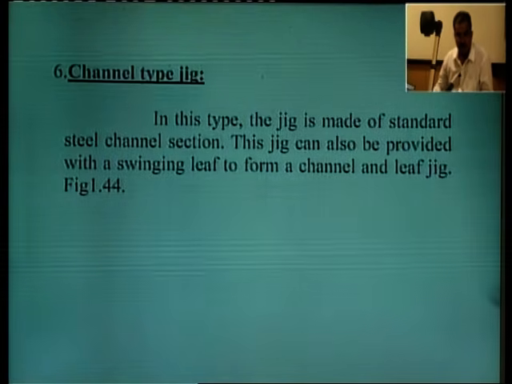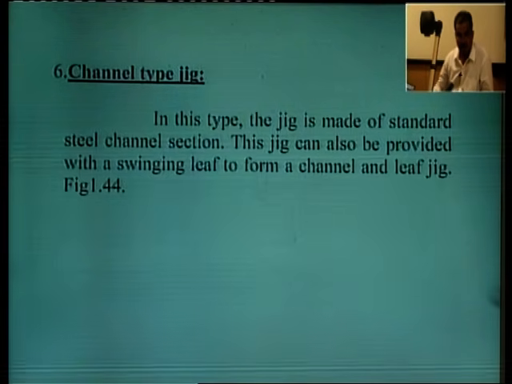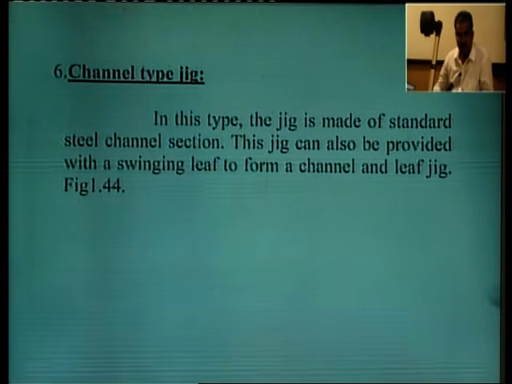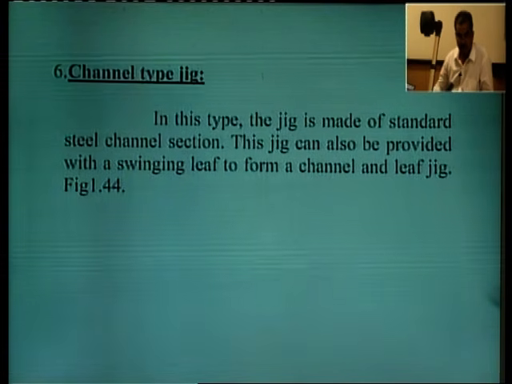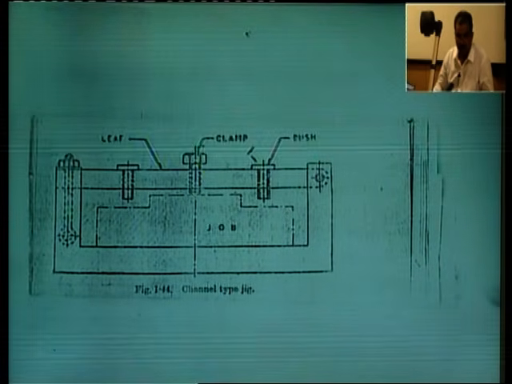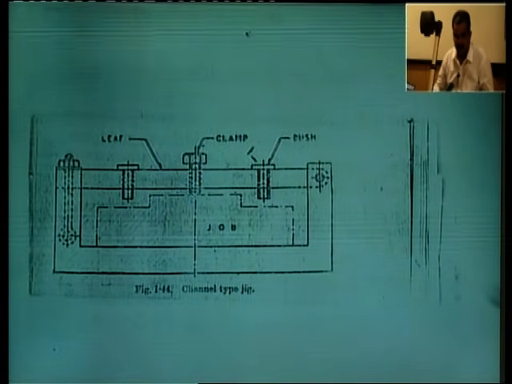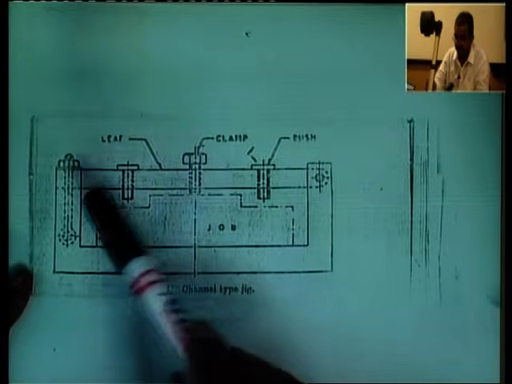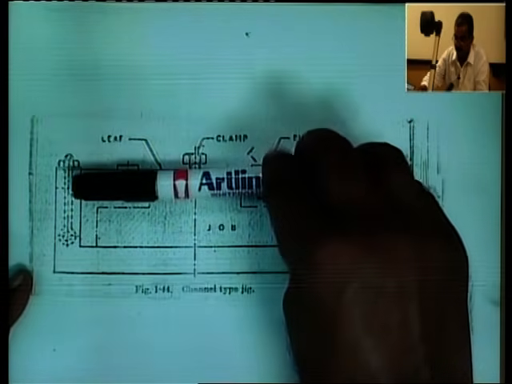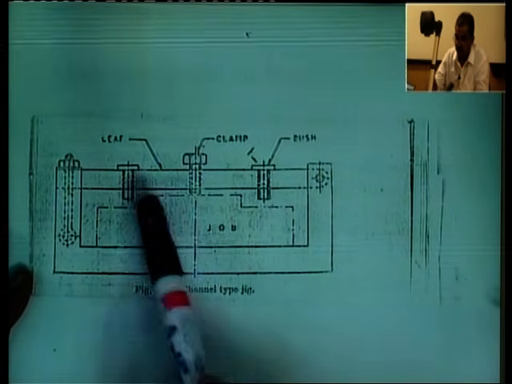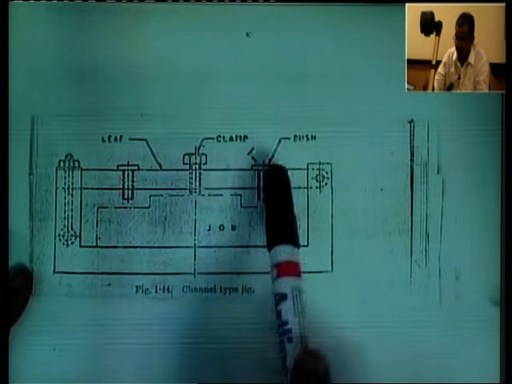Then channel type jig. In this type, the jig is made of standard steel channel section. This jig can also be provided with the swinging leaf to form a channel and leaf jig. Channel type jig is shown on the monitor. This is made of standard steel channel. Similarly, the jig plate is made to swing like this. This is the clamp to hold the job. Two holes are drilled through these drill bushes.